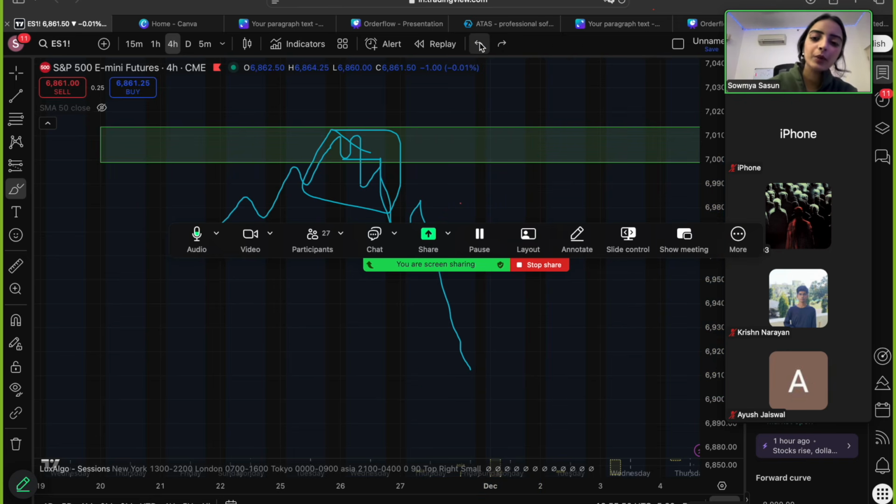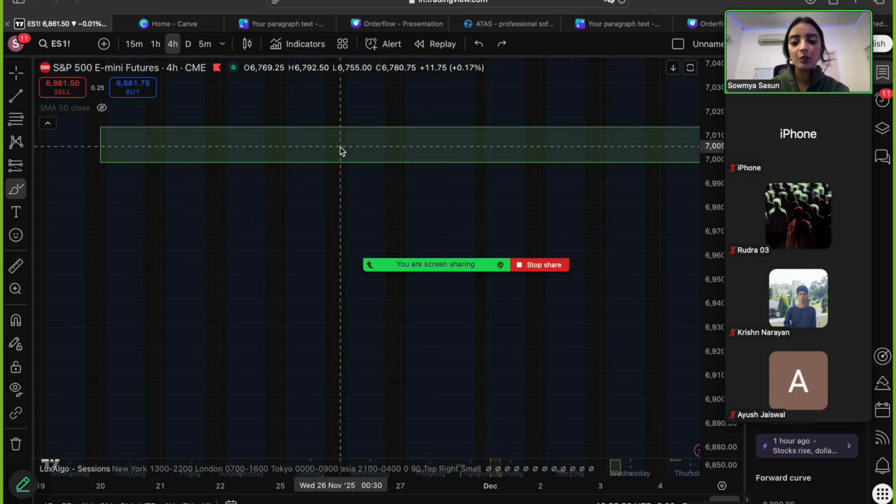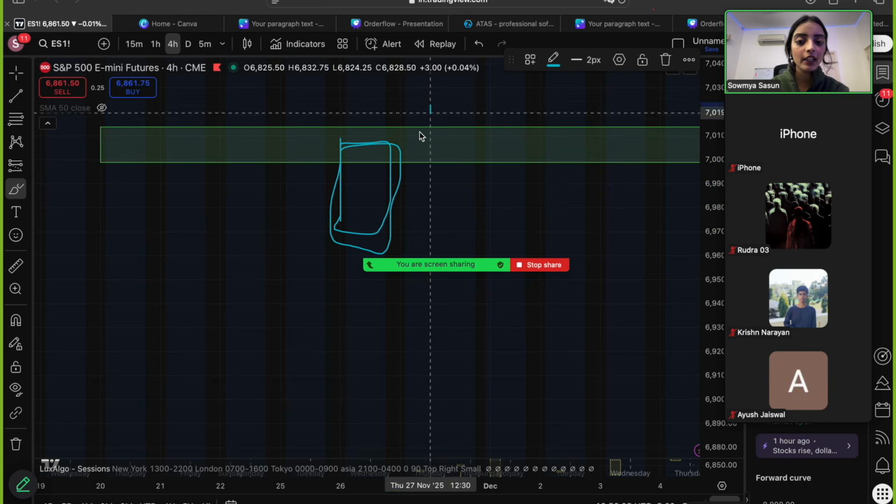So what we are doing is, on TradingView, we will mark our supply and demand zones, okay, like this. The moment the footprint chart or the order flow chart confirms a short trade inside the supply area, that's when I enter the trade, okay.